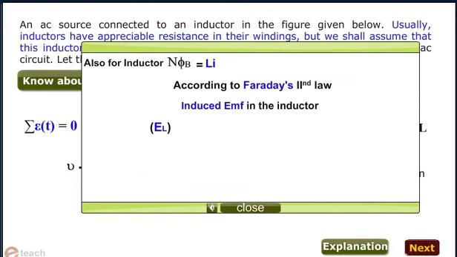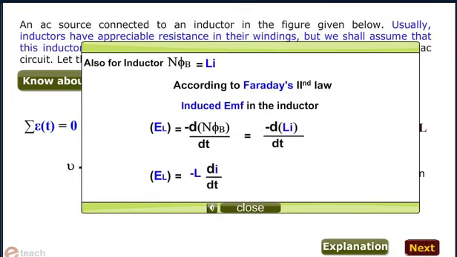We know for an inductor N phi B equals L into I. Now according to Faraday's second law, E L equals minus d by dt of N into phi B, that is equal to minus d by dt of L into I. Therefore, the induced EMF is minus L dI by dt.